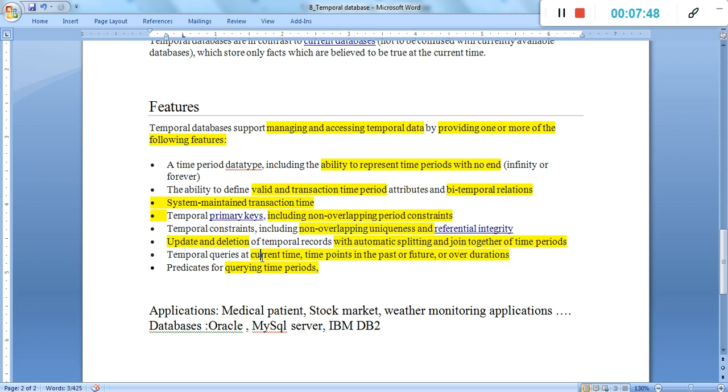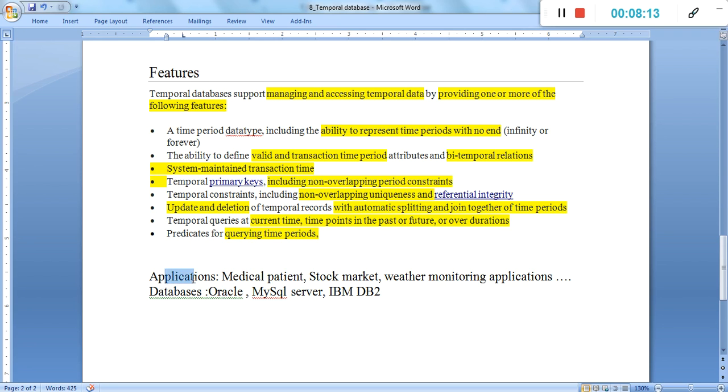Temporal queries at current time, points in the past or future, or over a duration. The queries are executed with the current time, points in the past or future, or over a duration. Predicates for querying a time period. We can use predicates for the query.